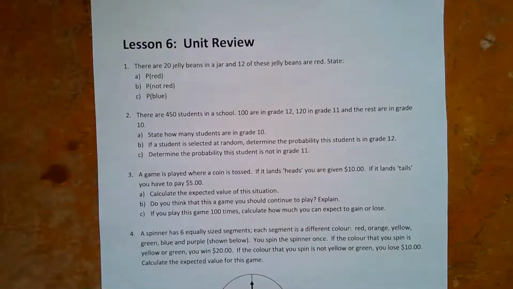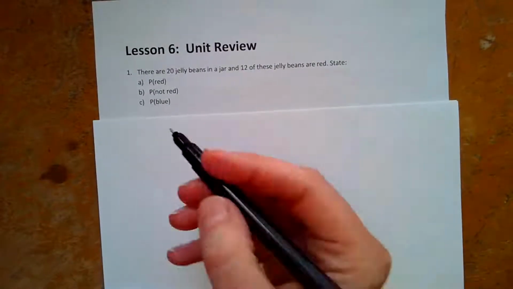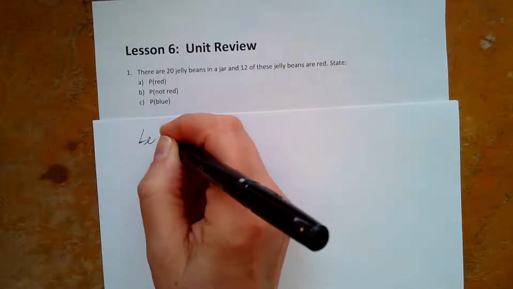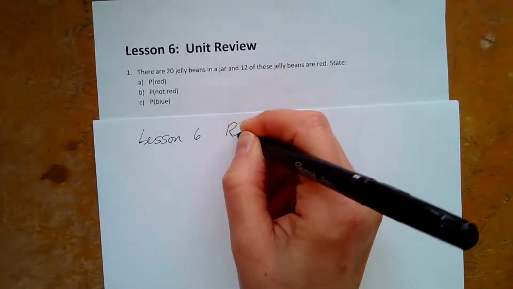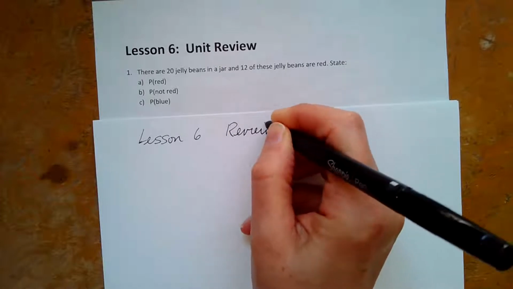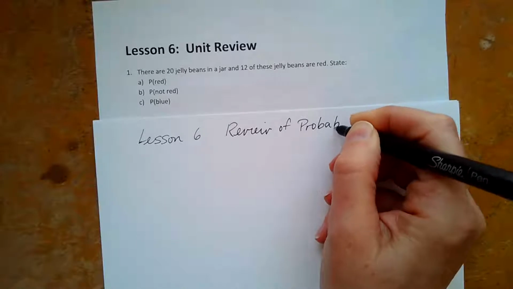So here we go. We're going to start with number 1. This is lesson 6, probability. I'm just going to work on paper like this so I can work more freely. Not to say review of probability, because that's what we're doing here.